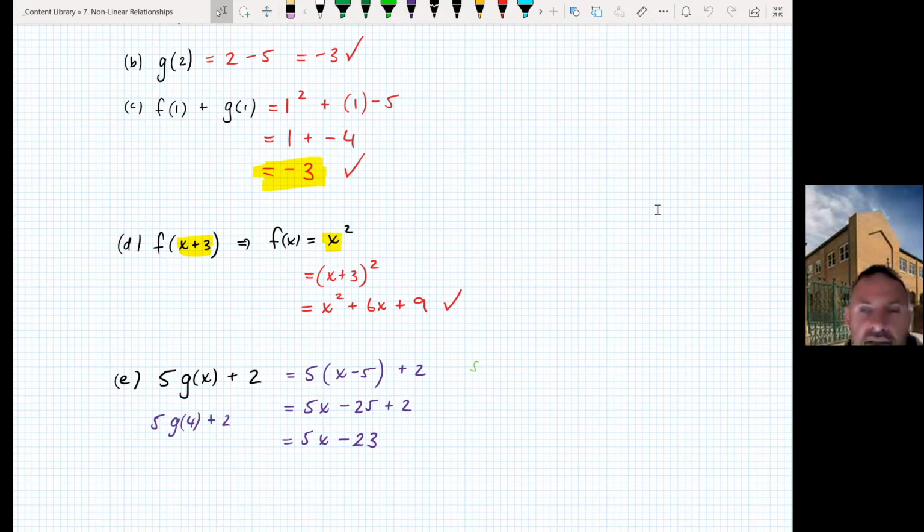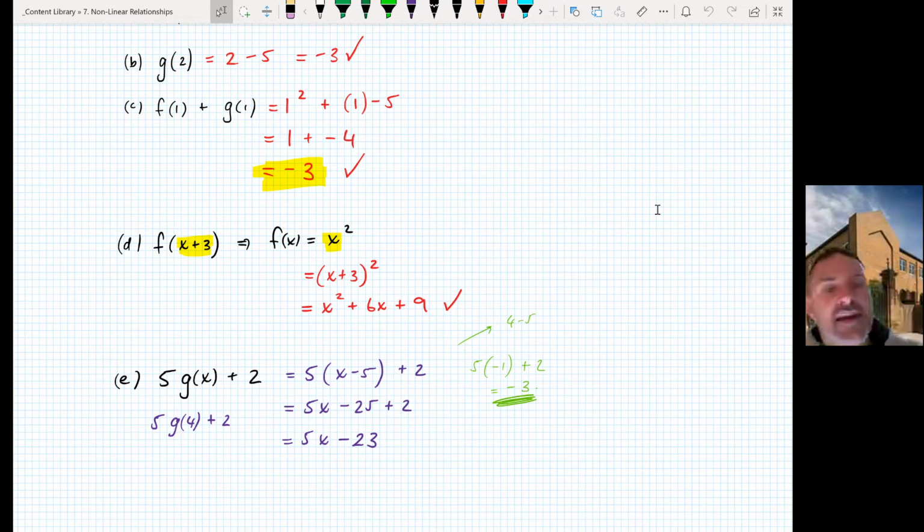A bit hard to see in green, isn't it? But I could also have expanded it like I already did, and then subbed the 4 in. 5 times 4 is 20. 20 minus 23 is minus 3. It didn't really matter where you subbed that 4 into it. Again, that negative 1, by the way, came from saying 4 minus 5 was negative 1.